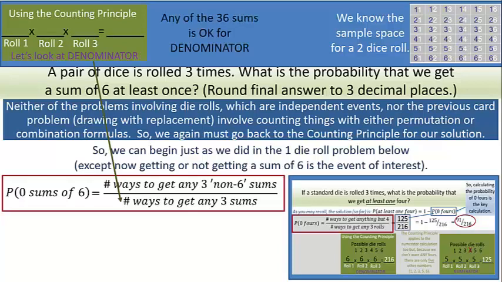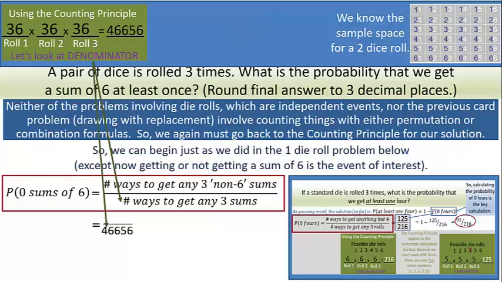So it could be any of those 36 sums. So you've got 36 possibilities for the first row, 36 possibilities for the second row, 36 possibilities for the third row, and 36 times 36 times 36, by the counting principle, is 46,656. That's the denominator of our answer for the probability of getting no sums of 6.